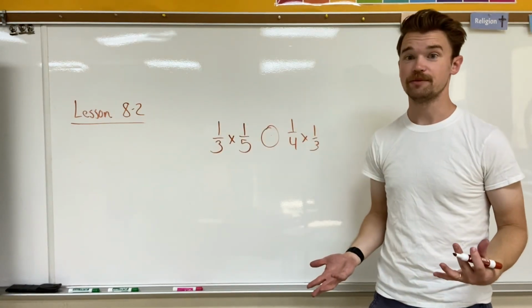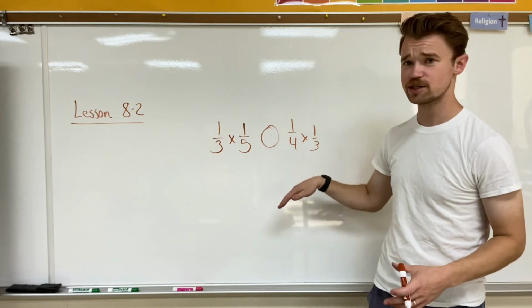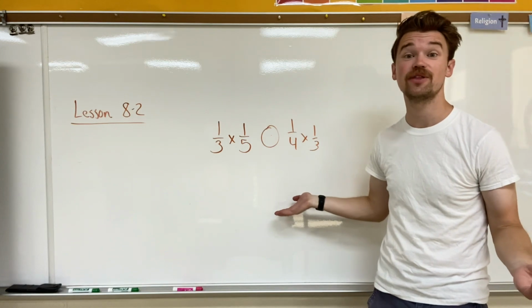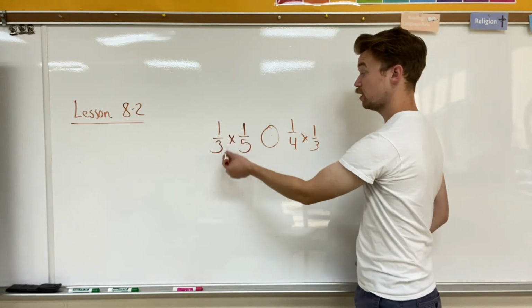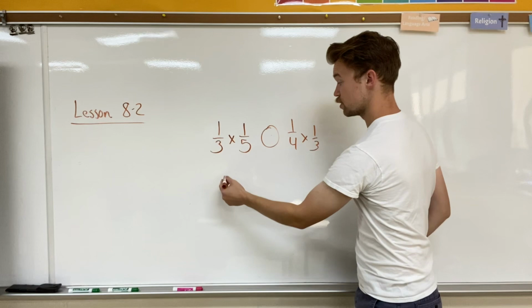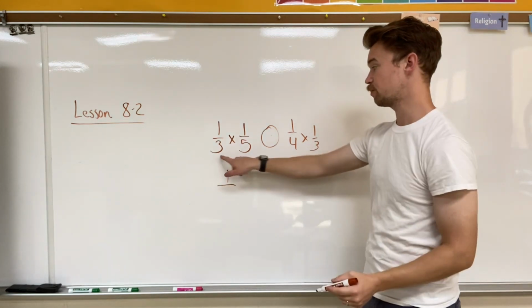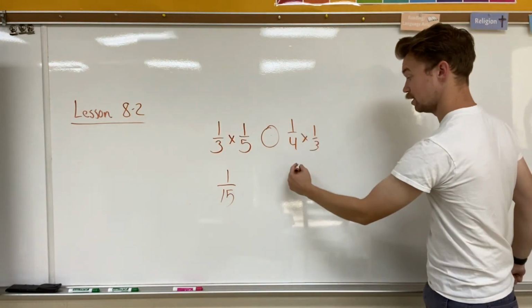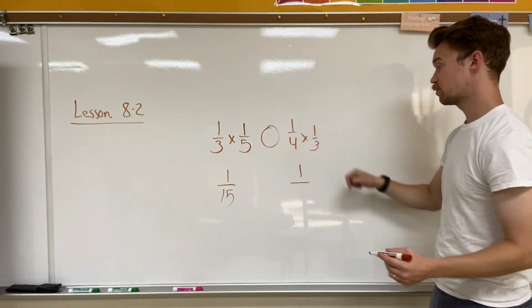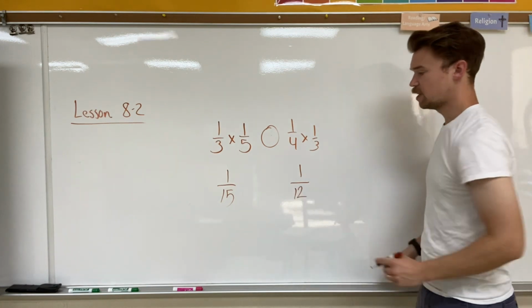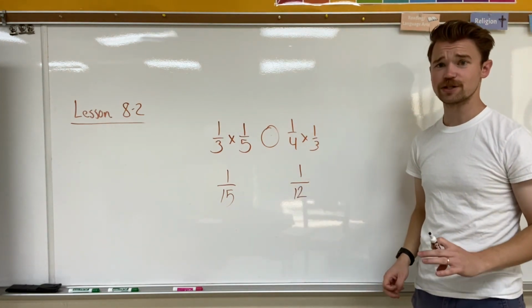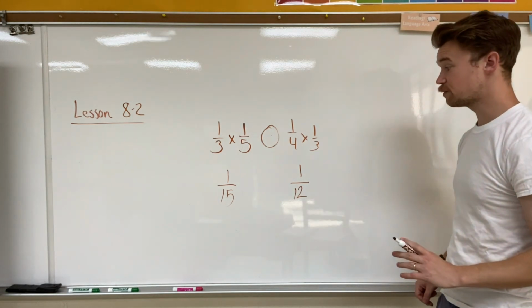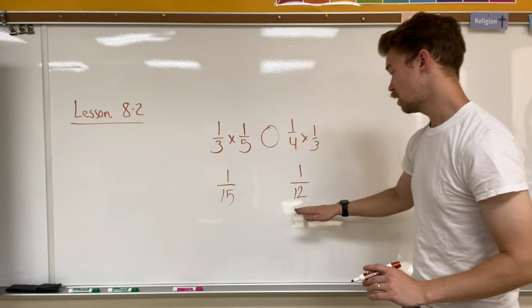Let's take a look at one more example. On your homework, you might see a problem that looks similar to this, where we have to multiply one side and the other side and then compare if it's less than, greater than, or equal to. So I have 1/3 times 1/5. Well, 1 times 1 is 1, and 3 times 5 is 15. Going over to this side, 1 times 1 is 1, and 4 times 3 is 12. Now, I cannot compare these fractions to each other until both the denominators are the same. So I'm going to have to figure out 15 and 12.